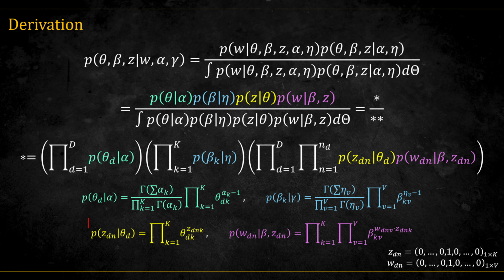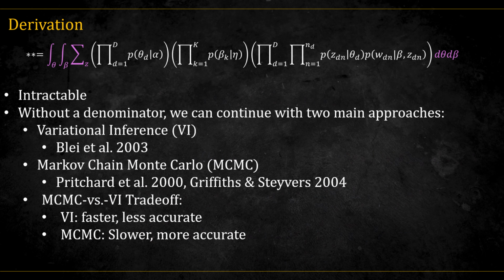So we can write P of z given theta like this, and we can write P of w given beta and z like this. The actual probability of each word is very simple: the probability of a certain topic times the probability of a certain word given that topic. To find the denominator, we need to integrate out all the parameters, meaning the thetas, betas, and z's. Unfortunately, the denominator is intractable, mostly due to the sum over z's, which complicates things enormously. So there's no easy closed-form analytical solution.